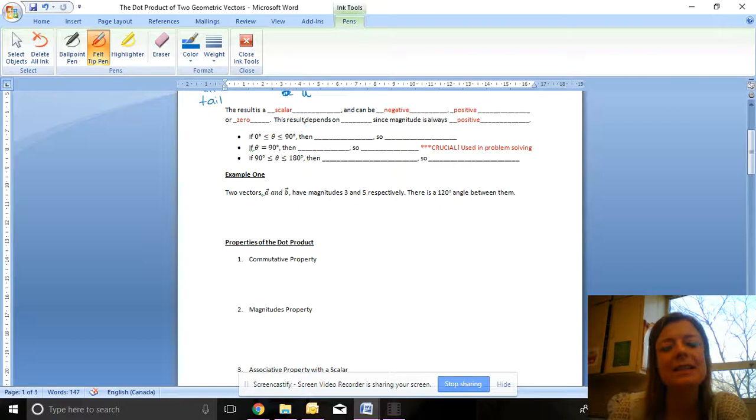So the result is a scalar. When you multiply the magnitudes together times cos theta, you get a number.